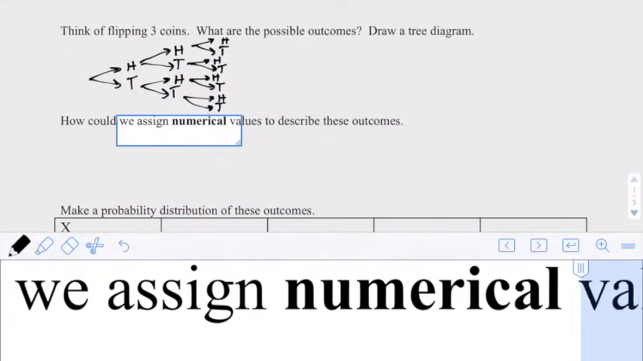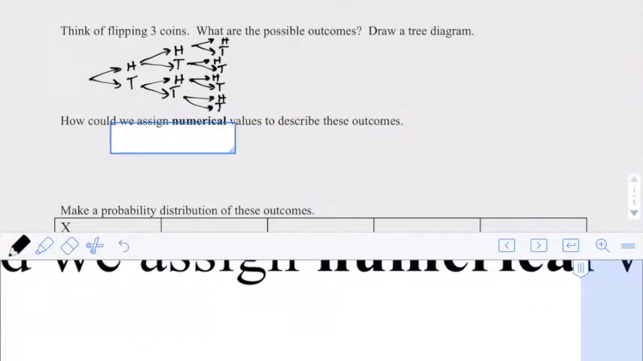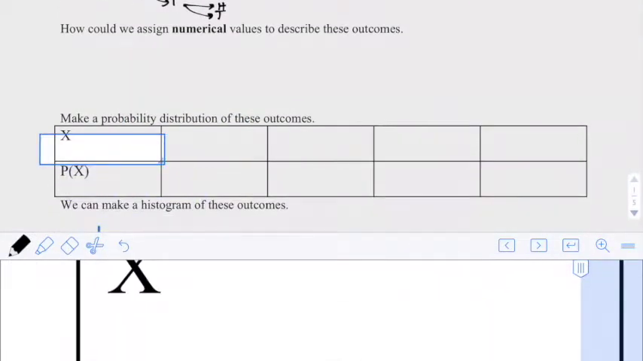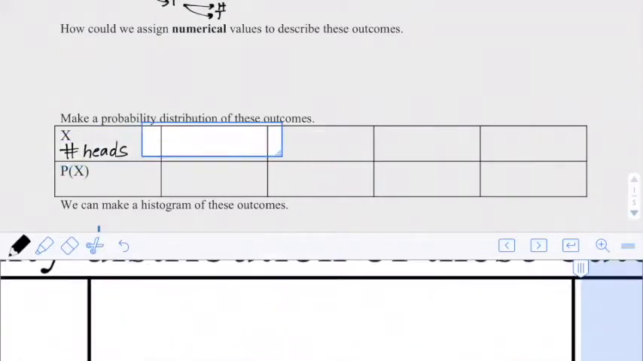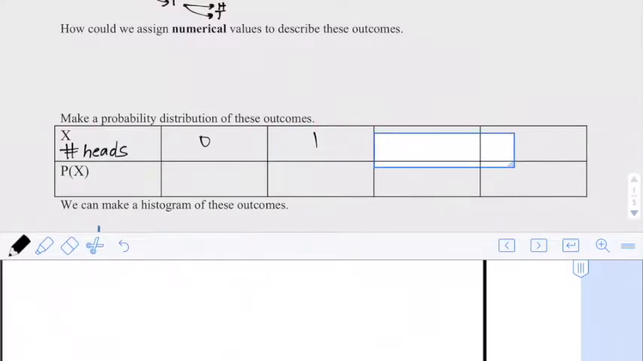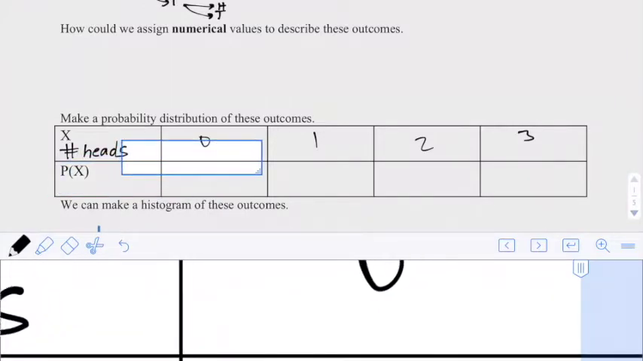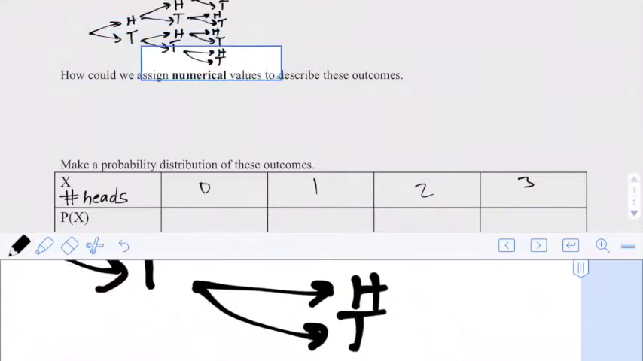How could we assign numerical values to describe these outcomes? Well, what we could do is make this probability distribution, because a numerical value is not going to be heads, tails, but we could count the number of heads. So we could say 0 heads, 1 head, 2 heads, 3 heads. So let's make x the number of heads. So we could have 0, 1, 2, or 3. What's the probability that we get 0 heads?